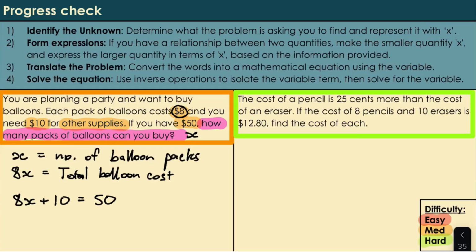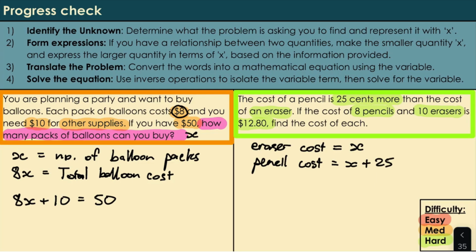Next question. The cost of a pencil is 25 cents more than the cost of an eraser. If the cost of 8 pencils and 10 erasers is $12.80, find the cost of each. Now we know that the cost of the eraser is less because a pencil costs 25 cents more. So we will say our eraser cost is x because that is the lower cost, and our pencil cost is 25 cents more than x.